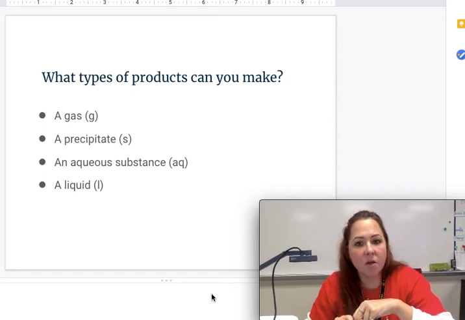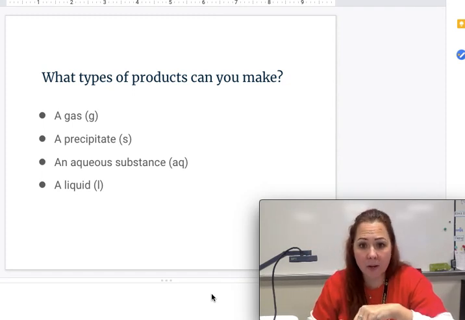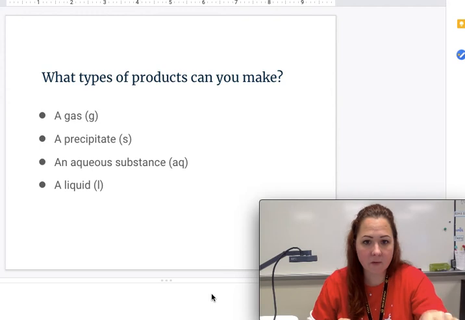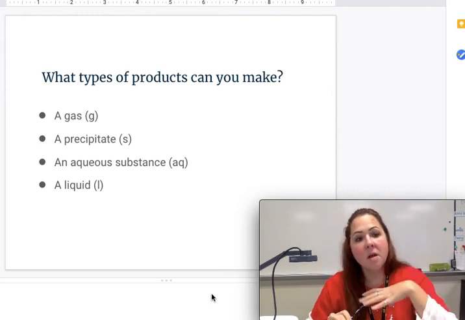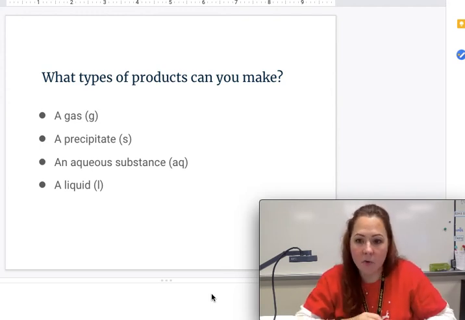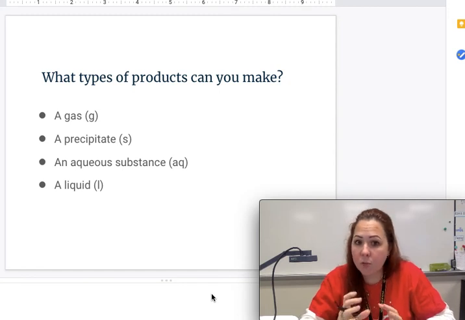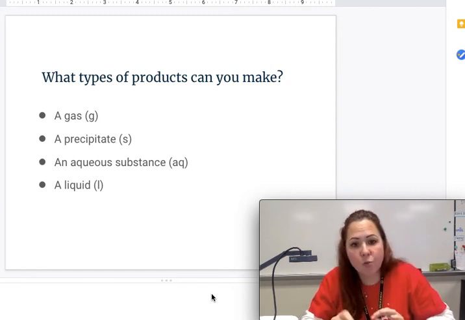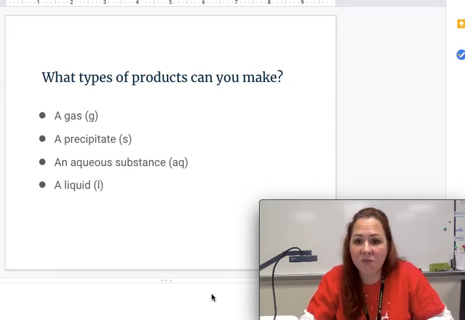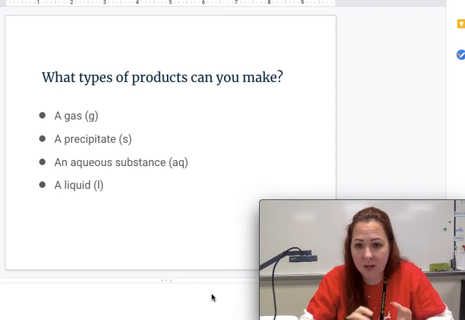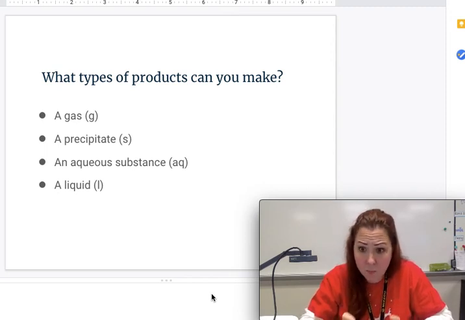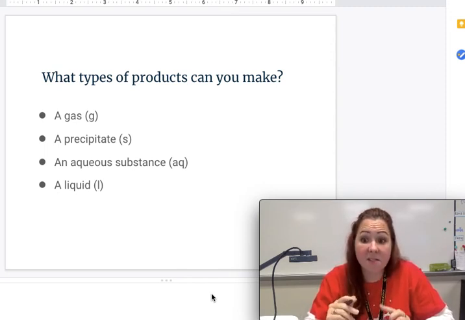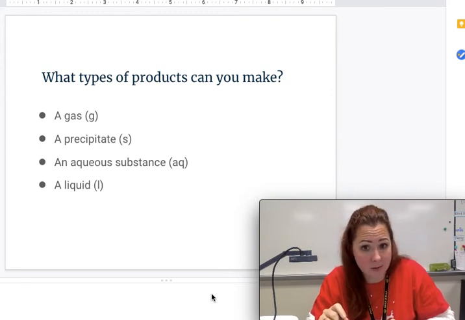Topic for the unit over chemical reactions. And in the last video, we predicted products. So we went through, you have to identify what type of reaction you have. Once you identify what type of reaction, then you can predict what you're going to make when the two things react together. In this final step, we're going to look at the different types of products that you make, and you're going to identify the state of matter of those products.